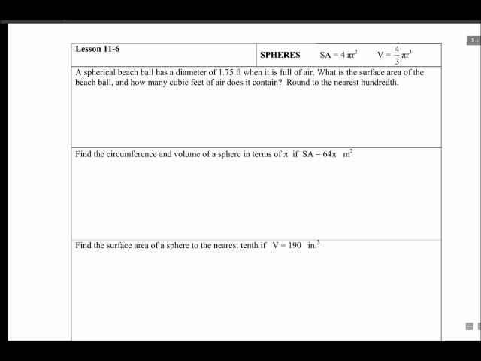A spherical beach ball has a diameter of 1.75 feet. So that means we have a radius of 0.875 feet. We just took our diameter divided by 2. We want to know the surface area of the beach ball. So how much plastic does it take to make it? And how many cubic feet of air does it contain? That's our volume. That's a volume problem.